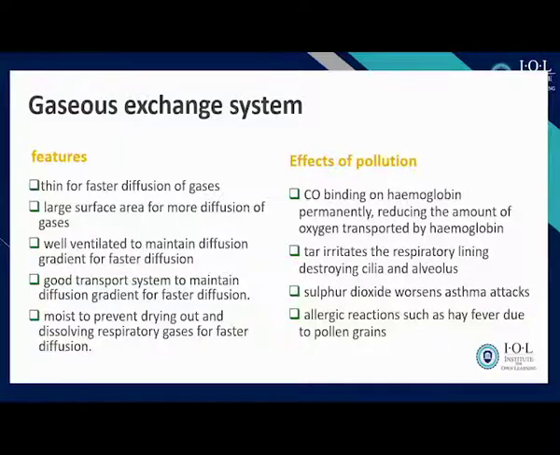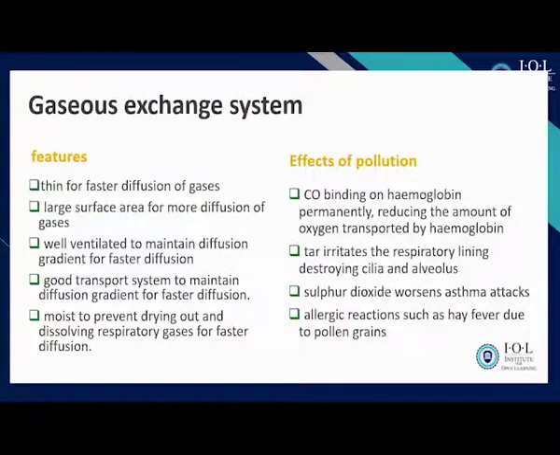As you continuously breathe in and out, you are drawing in air rich in oxygen and you are expelling air rich in carbon dioxide. That means you are keeping the diffusion faster because you are maintaining the diffusion gradient.